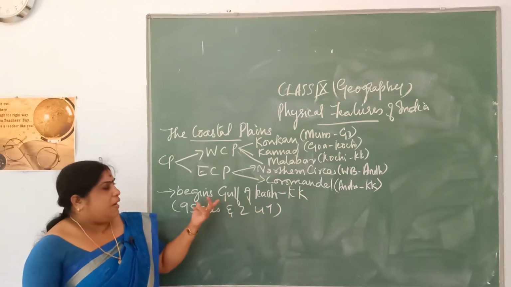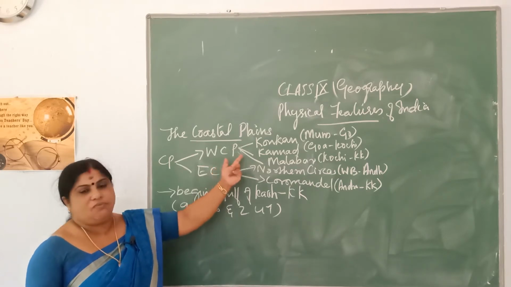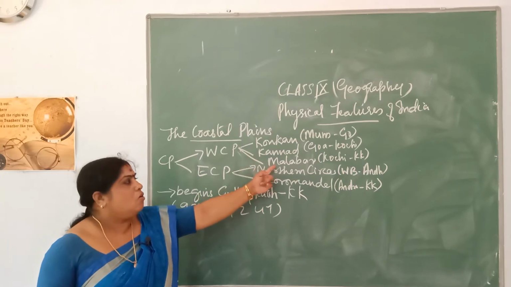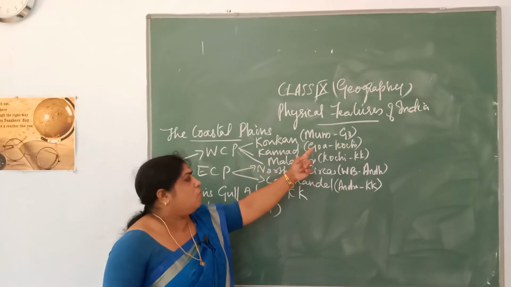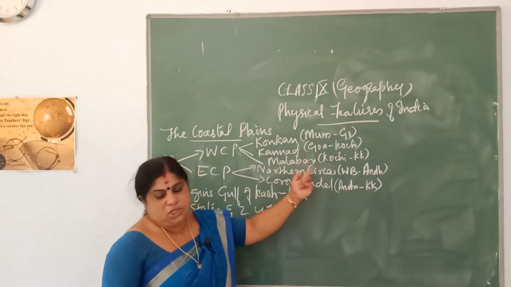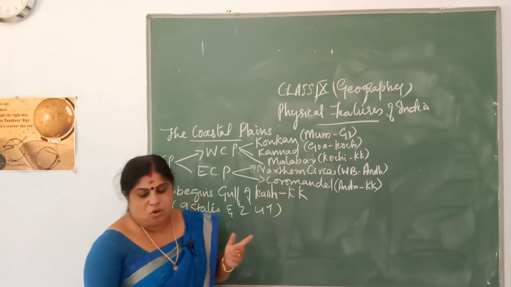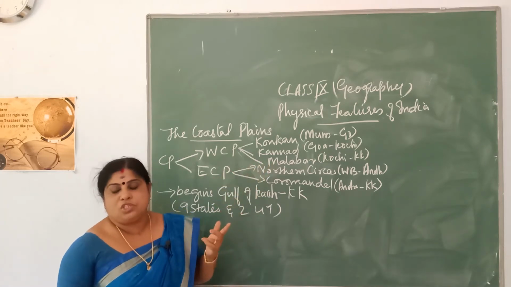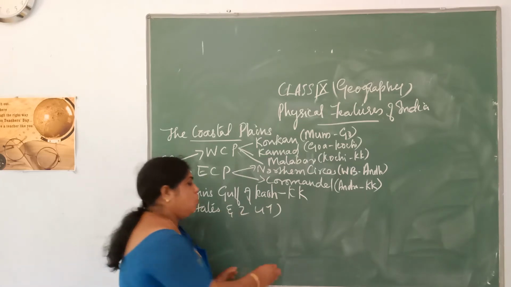This western coastal plain is very much narrow, and it is itself divided into 3: Konkan coast, Kannad coast and Malabar coast. The Konkan coastline extends from Mumbai to Goa, Kannad coast from Goa to Kochi, and Malabar coast from Kochi to Kanyakumari. And these are tourist spots also, especially the Malabar coast. It is a tourist spot because of the presence of a large number of lagoons.